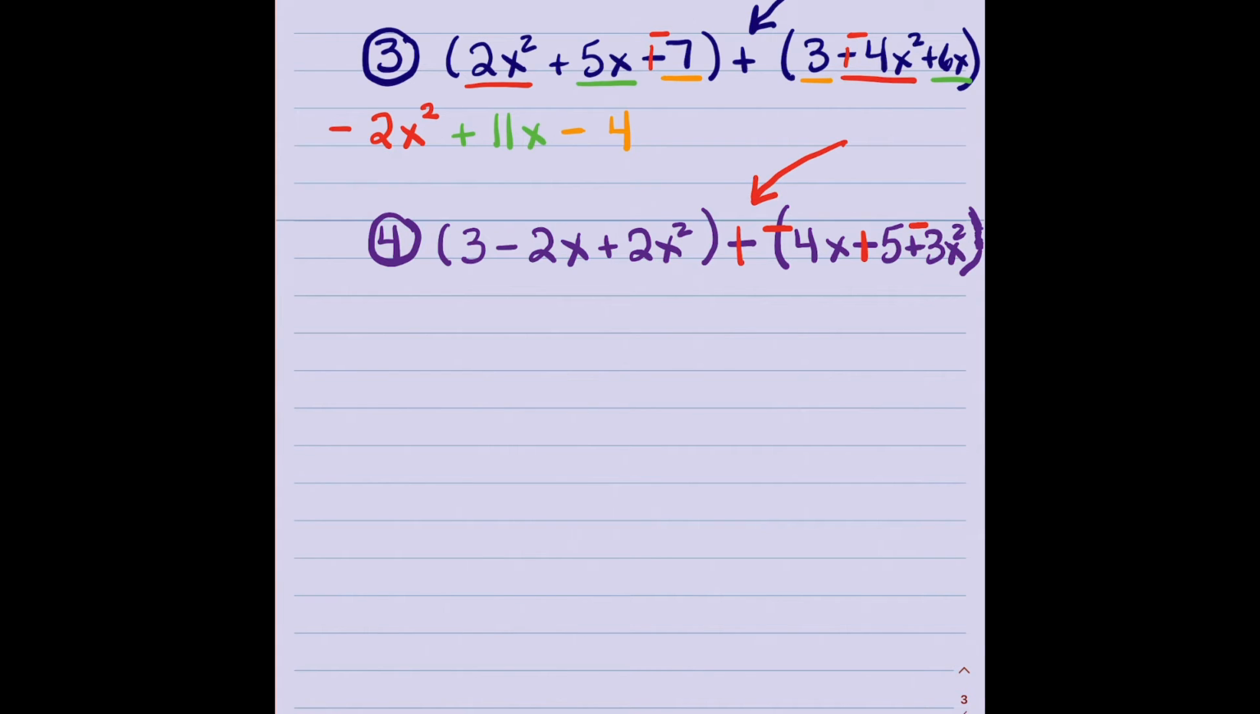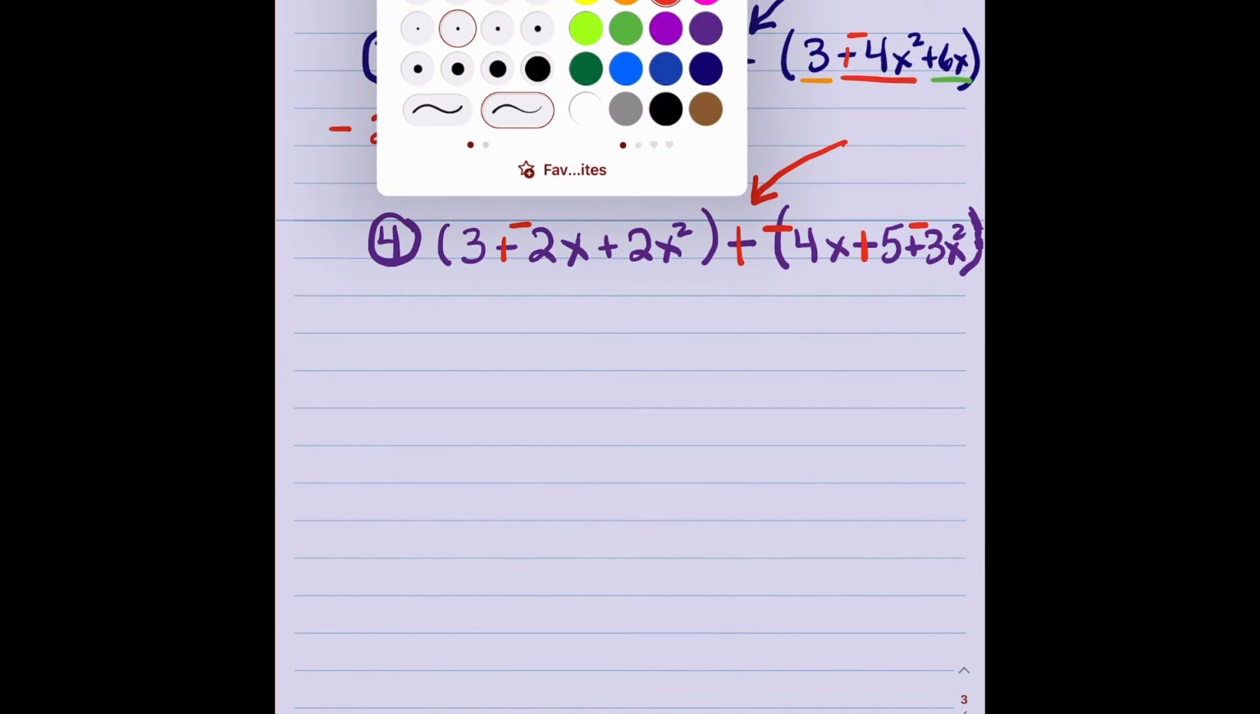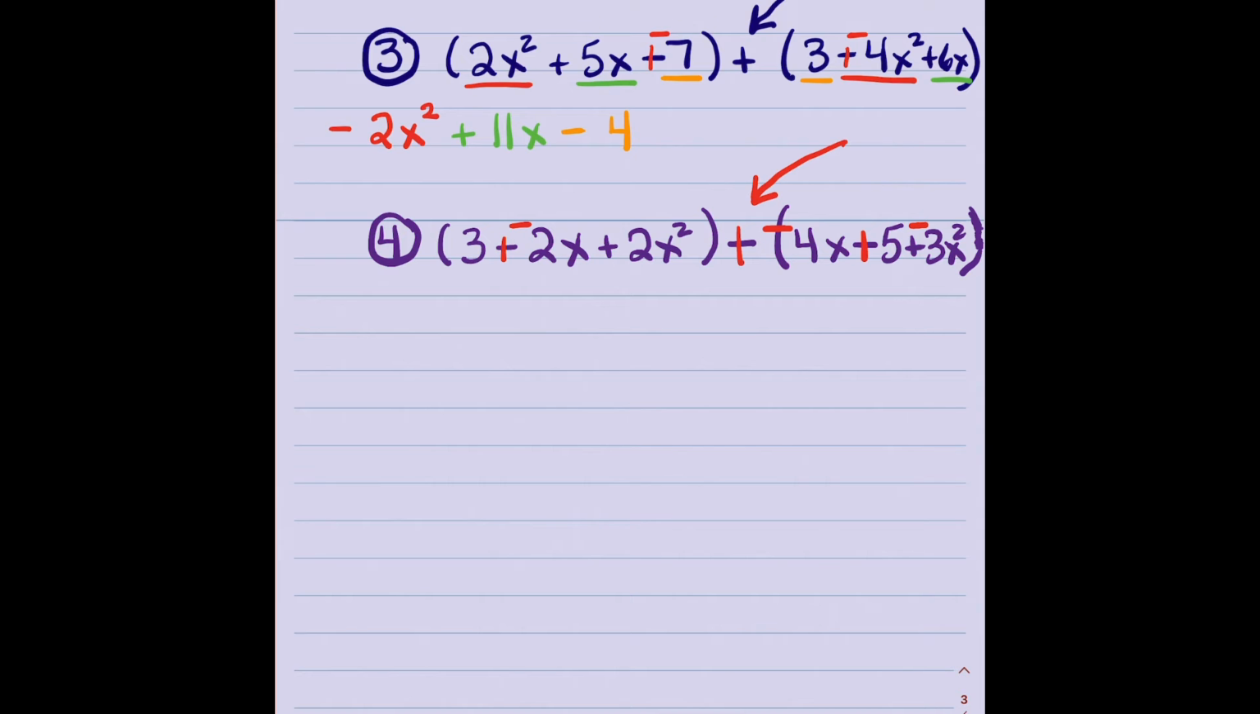So that used to be a positive 4x, now it's negative. That used to be a negative 5, now it's positive. That used to be a positive 3x squared, and now it's negative. The other one I'm looking at right here, plus a negative. Now I've changed everything to plus. So all I have to do is carefully combine the like terms, right? I kind of start with the highest exponent. So here's a 2x squared and a negative 3x squared. So that's going to give me a negative 1x squared.